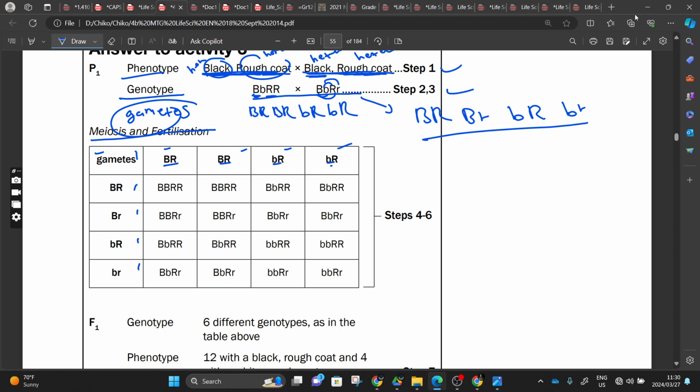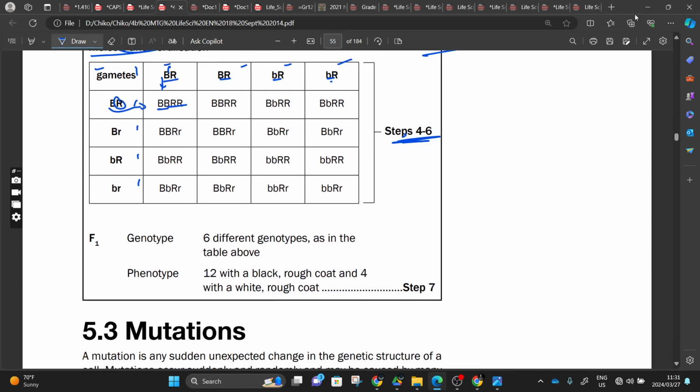Then we cross them. The B will come and match with this B, and then we give us this capital letter R, like this. And then all of them, we are going to join them in step number 4 and 6. Then from there, we say genotype, and they said 6 different genotypes as in the table above. The genotype, we are going to count on it.